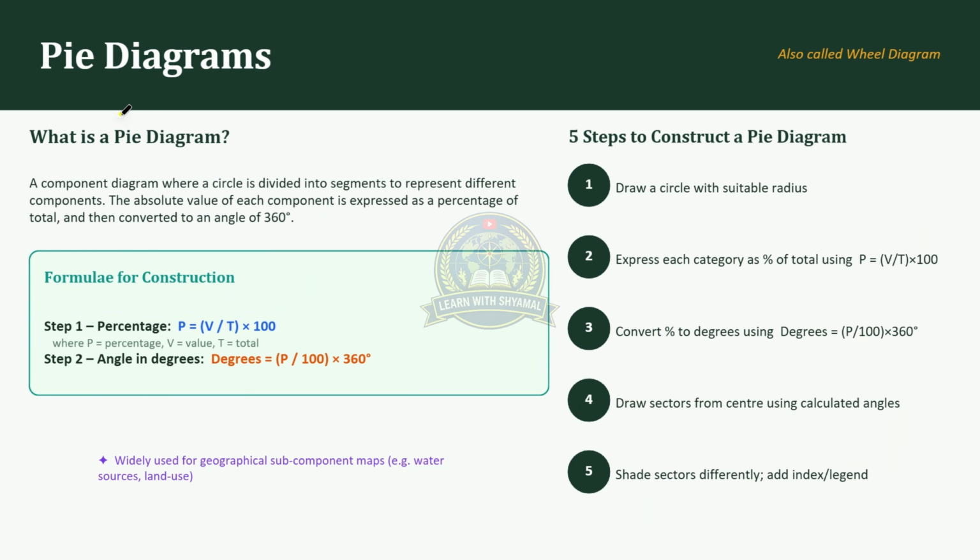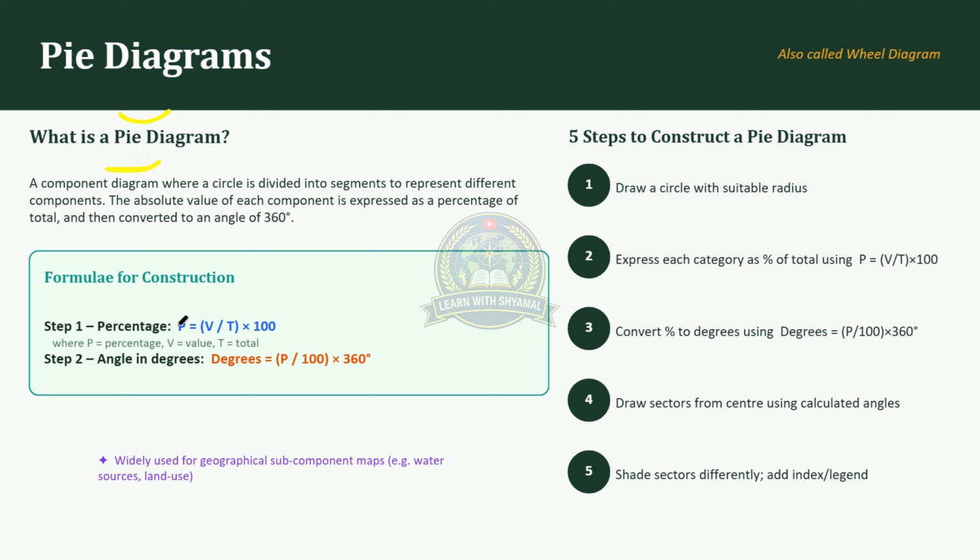Pie diagram. What is a pie diagram? A component diagram where a circle is divided into segments to represent defined components. The absolute value of each component is expressed as a percentage of total and then converted to an angle of 360 degrees. This is the formula for construction.